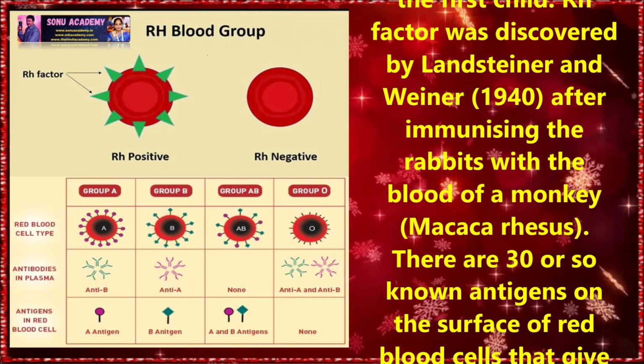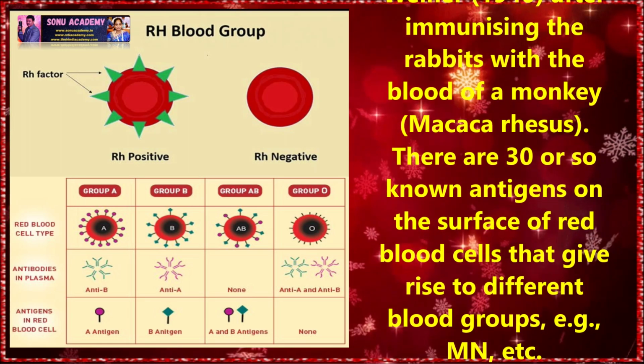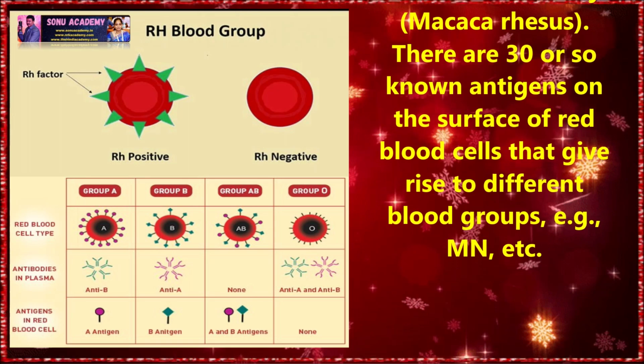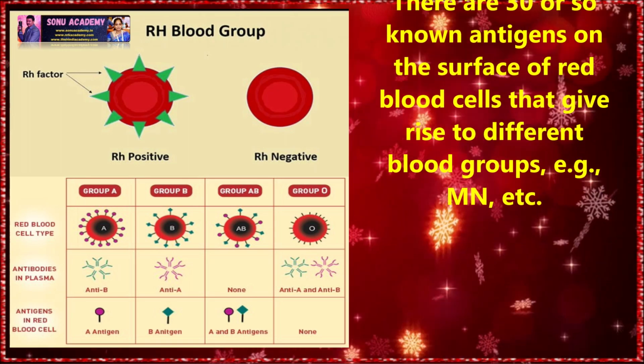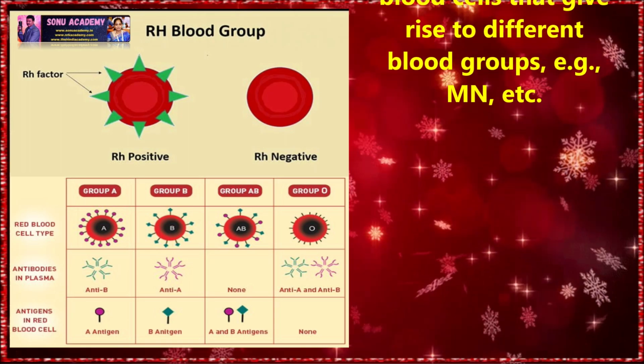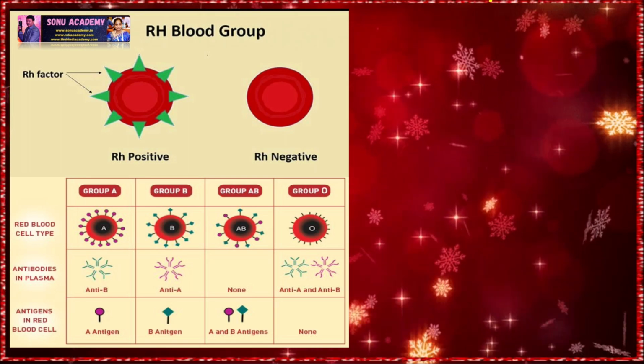RH factor was discovered by Landsteiner and Weiner in 1940 after immunizing rabbits with the blood of a monkey. There are about 30 or so known antigens on the surface of red blood cells that give rise to different groups, for example MN, etc.